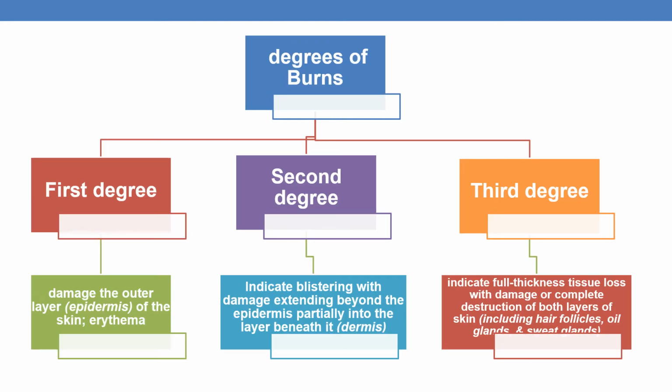Now coming to the classification of burns based on their degree. Burns can be categorized into first degree, second degree and third degree burns. The first degree burn indicates damage to the outer layer of the skin, the epidermis, along with erythema. Second degree burn indicates blistering with damage extending beyond the epidermis partially into the layer beneath it, that is the dermis. Next, third degree burn indicates full thickness tissue loss with damage or complete destruction of both layers of skin, including hair follicles, oil glands and sweat glands.